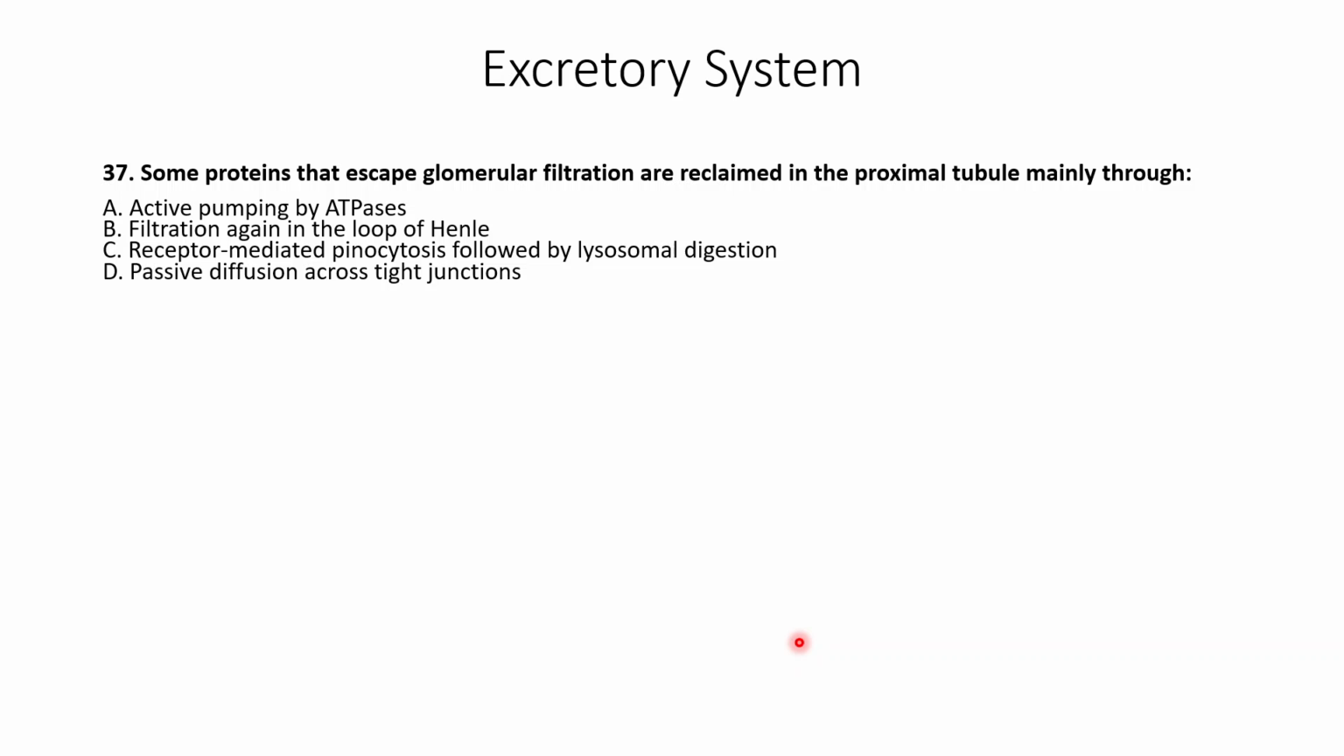Right, so the answer here is option C, which is receptor-mediated pinocytosis followed by lysosomal digestion. So, why is that the case? Sometimes some small amount of protein can cross the filtration barrier, right? Typically, what did we see? Because of those tight junctions between the tubular epithelial cells, you don't have too many proteins or amino acids randomly diffusing through or escaping. It's usually just water and ions. But sometimes some small amount of protein might cross this barrier.